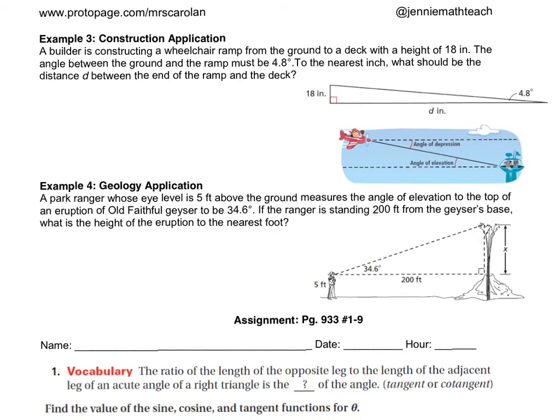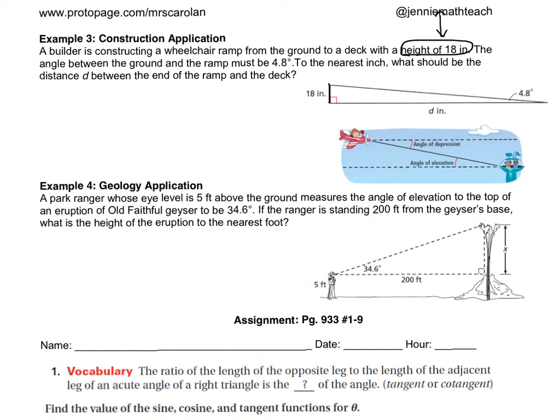Alright, let's figure out how to draw pictures for the construction applications. We have a wheelchair ramp from the ground to a deck, and it has a height of 18 inches. Whenever you see the word height, that means how tall something is. So it's an up and down length. So in the picture, that's why we have this up and down line right there is 18 inches.